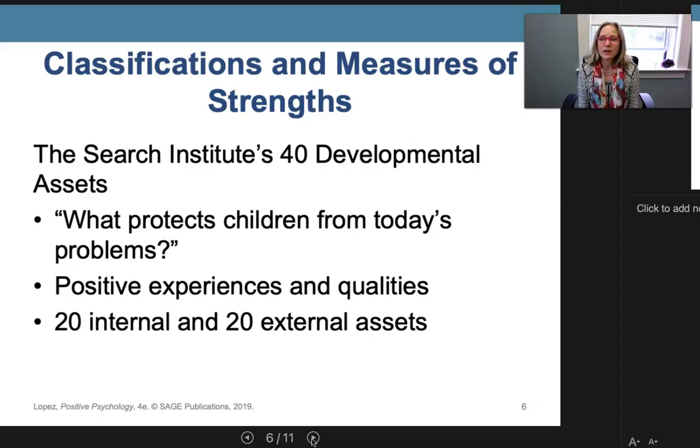Another way we classify and measure strengths is with the 40 developmental assets. And this one is for youth. What protects children from today's problems? So we call these protective factors. It looks at positive experiences and qualities and identifies 20 internal, meaning inside you, and 20 external. They reside outside of the person, in their community or family assets. And assets are another way to think of strengths.